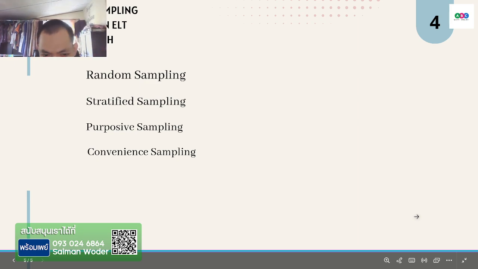So for example, in ELT, interviewing experienced English language teachers who are known for their innovative teaching techniques to gather insight into best practice, or selecting students who have shown significant improvement in their English proficiency to understand the factors contributing to their success.